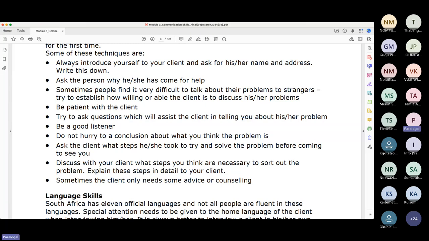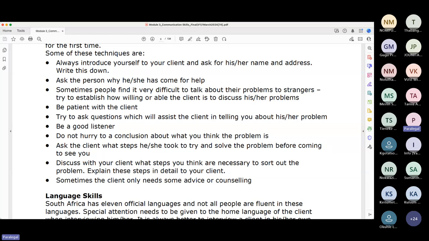Ask the client what steps he or she took to try and solve the problem before coming to see you. This is important. For example, if you are dealing with cases that have to do with the community schemes ombudsman, the banking ombudsman, all these ombudsmen, they say in the applications, have you or your client tried to resolve the matter with the bank before you come to report it with the ombudsman? If you don't ask your client this question, you will not be able to reply to it in the application form of the ombudsman, for example. It's important.